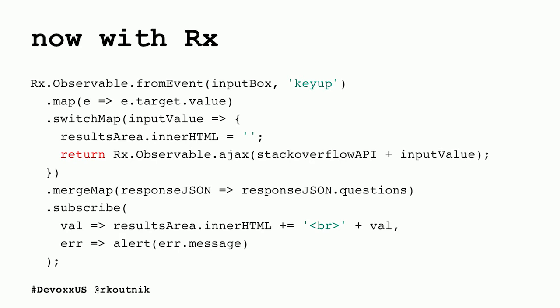Got an input box, got to grab the key up event. Then we see map. We remember what map does. It takes every value and returns a new value from the function. In this case, we take the key up event and just grab the value of the text box. What's the string in there? We don't care about the rest of the event.